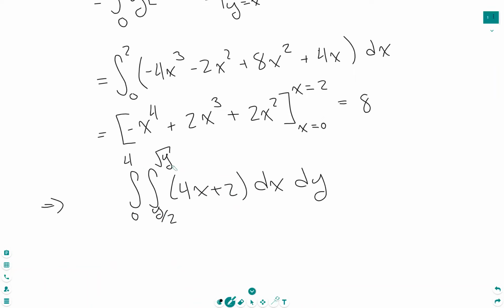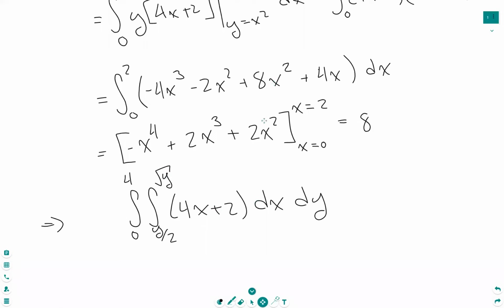This integral might be a little bit more difficult to deal with because you have this radical in the bound that will get subbed in. But it's still very doable, and you'll still get the same answer. But this way, we only had to deal with polynomials rather than radicals.